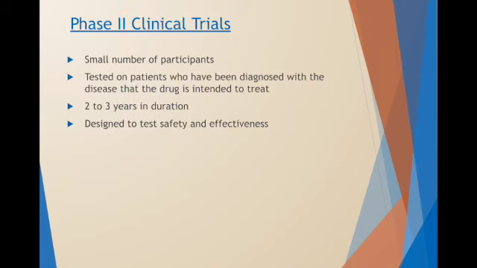In phase 2 trials, you again have a small number of participants, and these are participants who have been diagnosed with the disease process of interest, or the condition that the drug is intended to treat. And over a couple years, you are assessing the small group to test for safety, but as well as effectiveness now, to get an introductory idea of whether this medication seems to be safe and helping this small group of people.